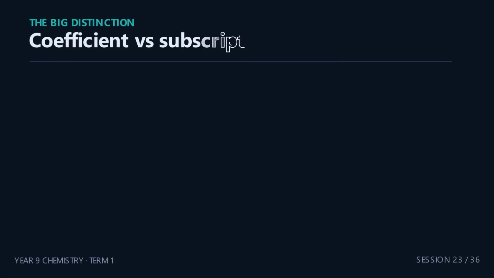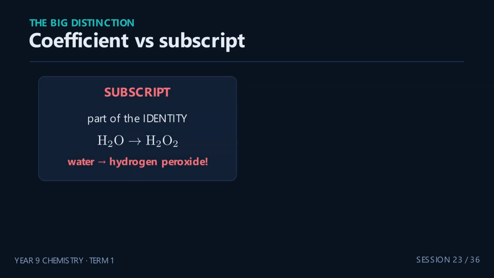This next distinction is the one to really nail: coefficients versus subscripts. A subscript is part of a substance's identity. Change H2O to H2O2, and you've turned water into hydrogen peroxide, a completely different chemical. So never change a subscript casually.